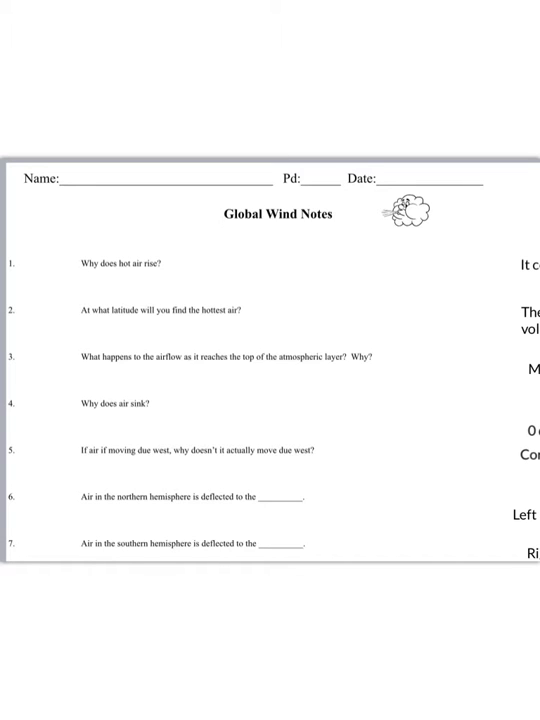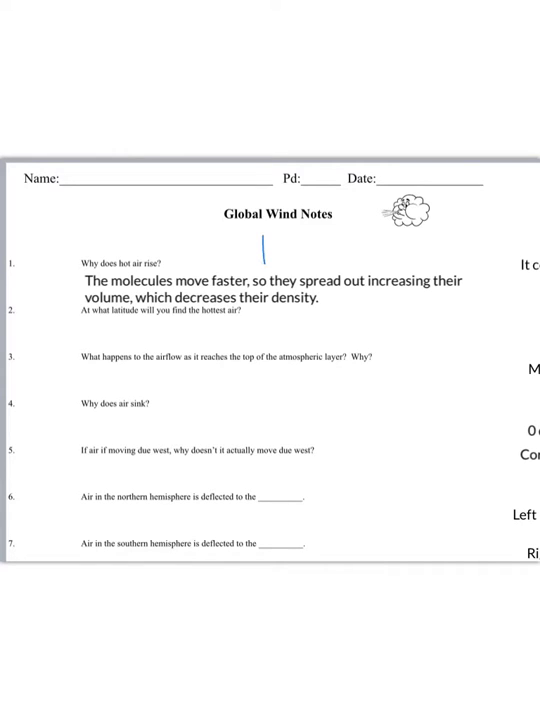Okay, our first question, why does hot air rise? We all know hot air rises, that's why it's warm at the ceiling, but why does it rise? Hot air rises because hot air has molecules that are moving faster. Because they're moving faster, they're going to spread out, and that's going to decrease their density. Remember, density equals mass divided by volume. So if I keep the same mass but increase my volume, my density number is going to go down.